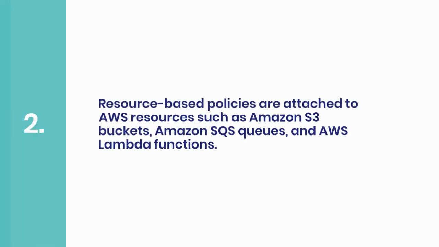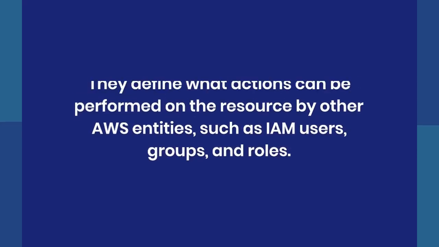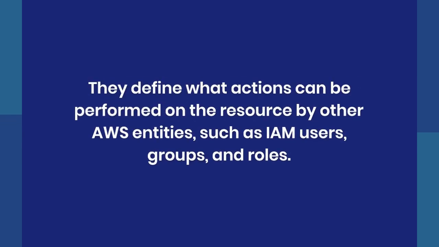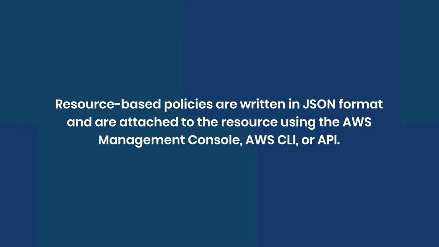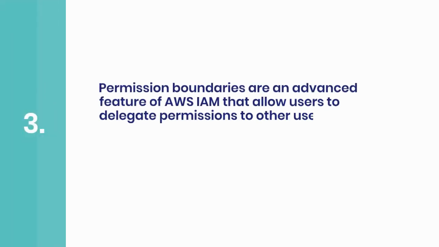Resource-based policies. These policies are attached to AWS resources such as Amazon S3 buckets, Amazon SQS queues, and AWS Lambda functions. They define what actions can be performed on the resource by other AWS entities, such as IAM users, groups, and roles. Resource-based policies are written in JSON format and are attached to the resource using the AWS Management Console, AWS CLI, or API.